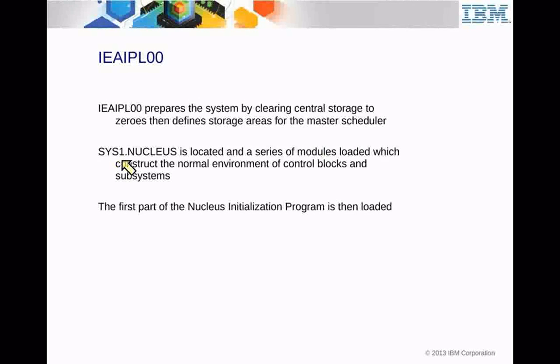Now, there actually is a data set on the IPL volume. The system knows about the IPL volume because you gave it. And after IEA-IPL00 does its job, it goes to the IPL volume and looks for a data set called SYS1.NUCLEUS. Inside of SYS1.NUCLEUS is another group of IEA-IPL modules. You would find IEA-IPL01, IPA, there's a whole bunch of them. They're all involved with getting the system prepared to actually begin to do work.